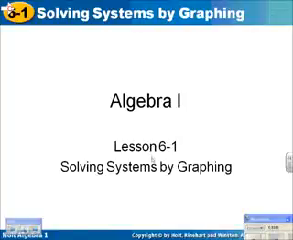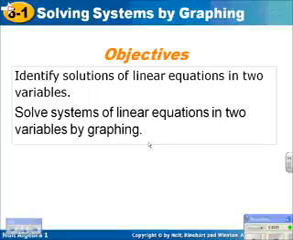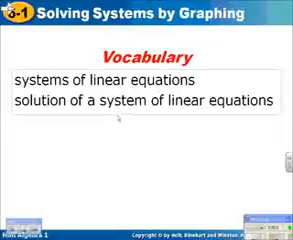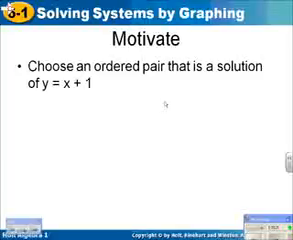Lesson 6-1 is on solving systems by graphing. So the objectives of this lesson are to identify solutions of linear equations in two variables, so you have an x and a y, and to solve systems of linear equations in two variables by graphing. So you're going to have to learn what a system of linear equations is and what is truly a solution of a system of linear equations.